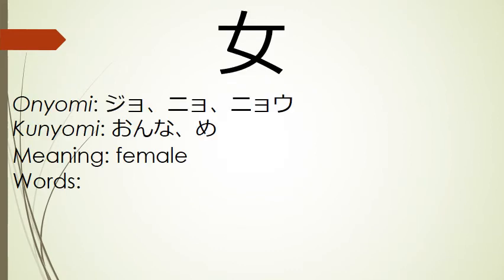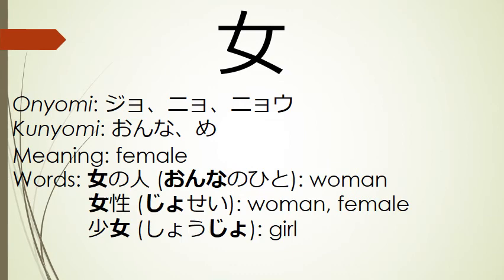And our next kanji means female. Its onyomi include jo, nyo, and nyou, and its kunyomi include onna and me. Words that use this kanji include onna no hito, woman, josei, woman or female, and shoujo, girl.